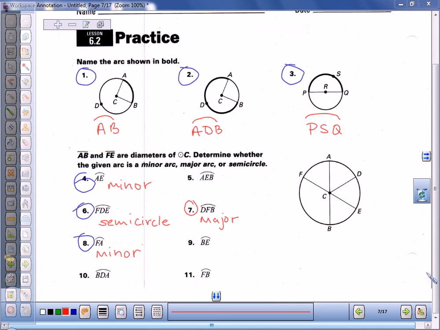Take a look at these. These are pretty self-explanatory. Semicircle choice.